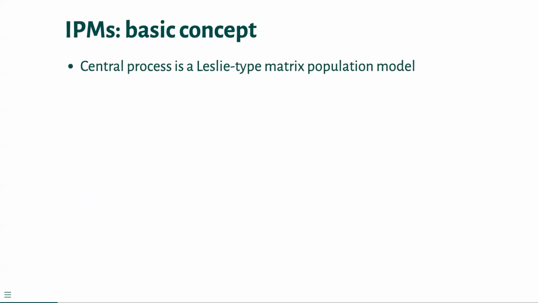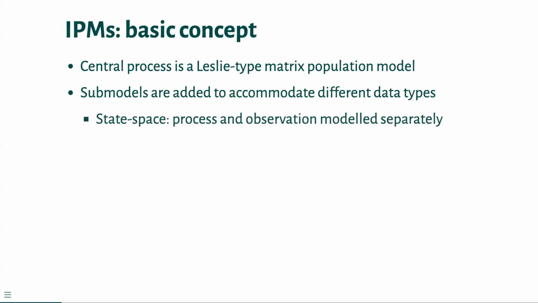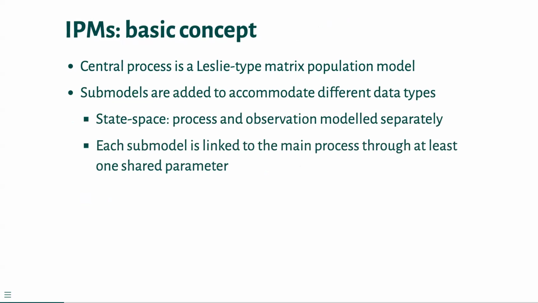The basic concept of an integrated population model is that you have a central process model that is a Leslie-type matrix population model that moves the population forward in time. You then add submodels to account for your different data types, so different observational submodels. That makes this a state space model because you're modeling the population process, how the population is changing over time, separately from how you're modeling the observations, how those data are collected, and the issues associated with that. Each of those observational submodels is linked to the main process through at least one shared parameter. That's what connects this all together.